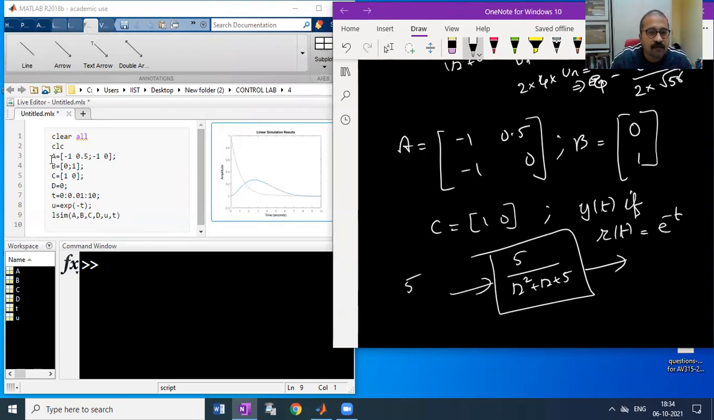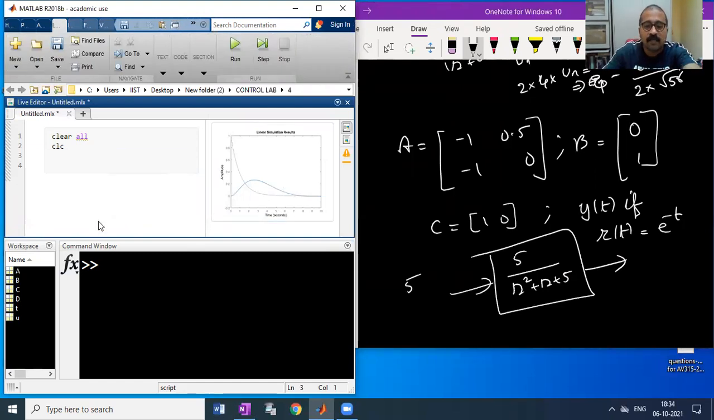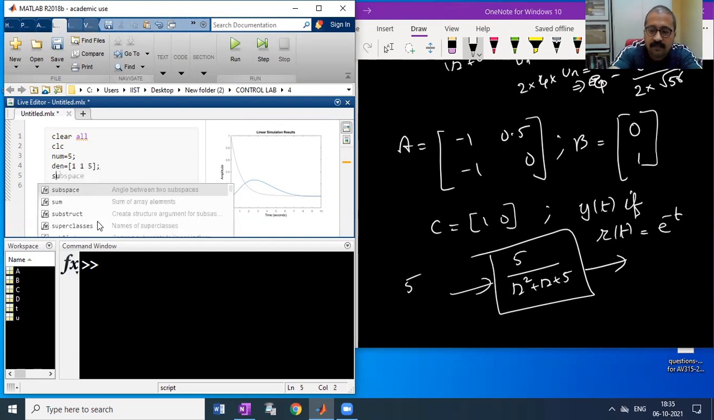Again, as before, we need to define all the parameters. My numerator is 5. The denominator is 1 1 5. Then this I am defining as TF of num comma den. Then t again we need to define: 0 colon 0.01 colon 10.